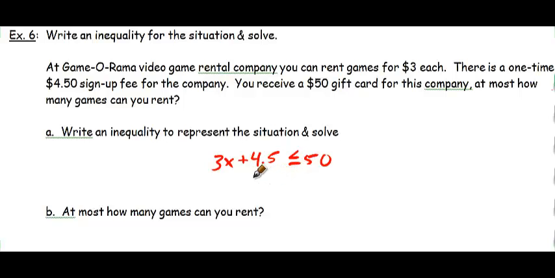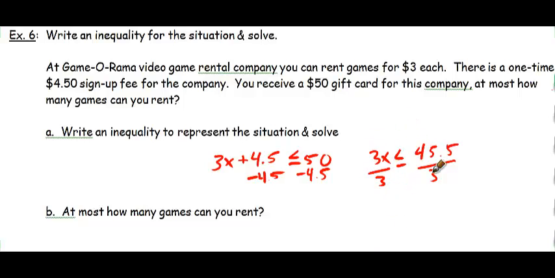All right, now we solve it just like an equation. Subtract the 4.5 over, and you get 3x is less than or equal to 45.5. And then from here, we just have to divide by 3. Now, we only switch the inequality when we divide by a negative, or multiply by a negative, but we're dividing by a positive number, and even if this was a negative 45, we're dividing by 3.